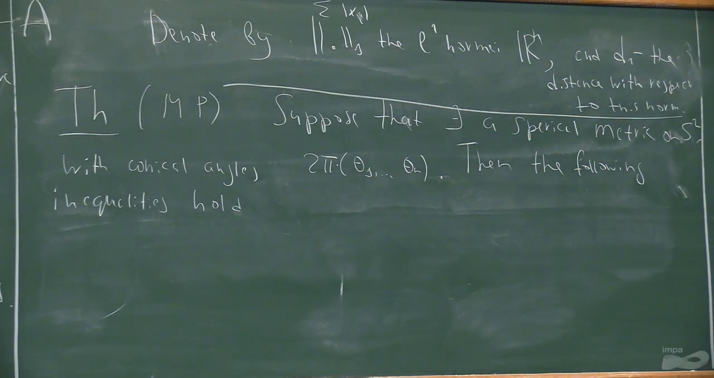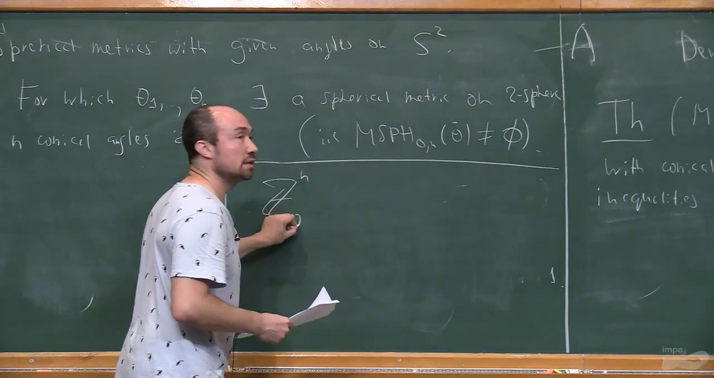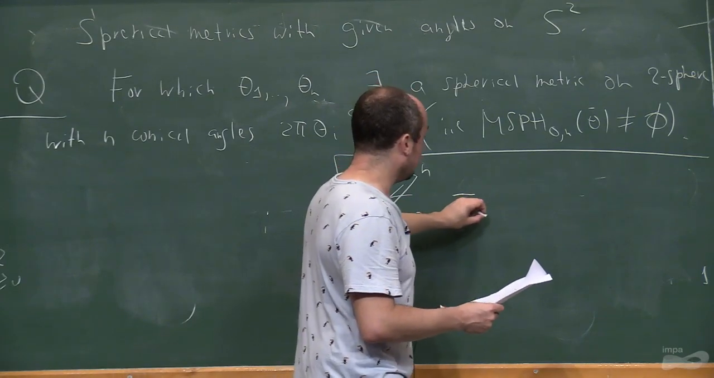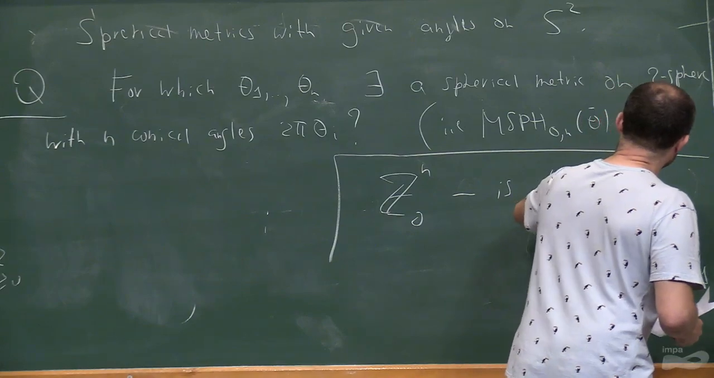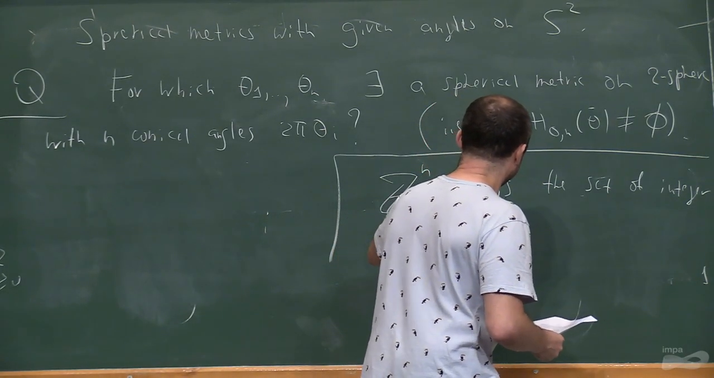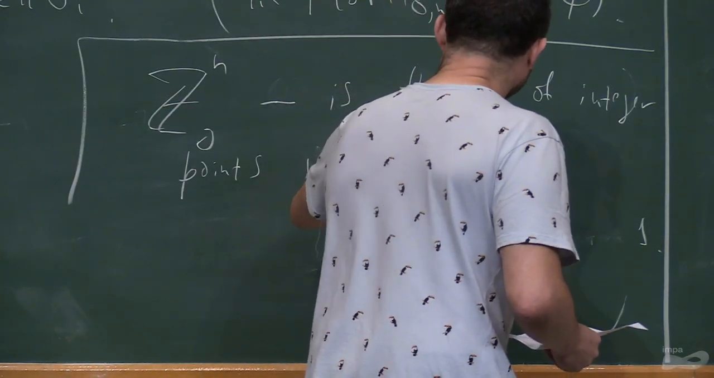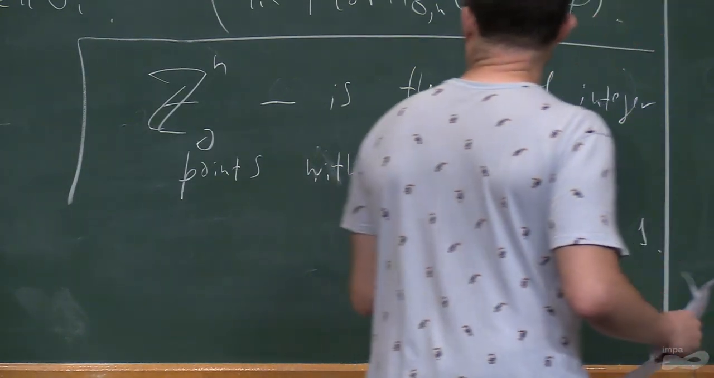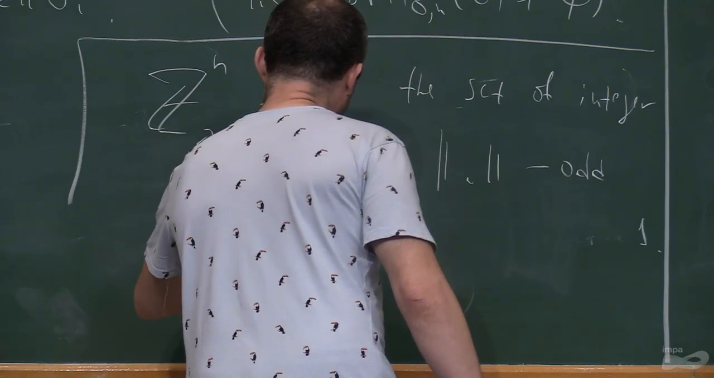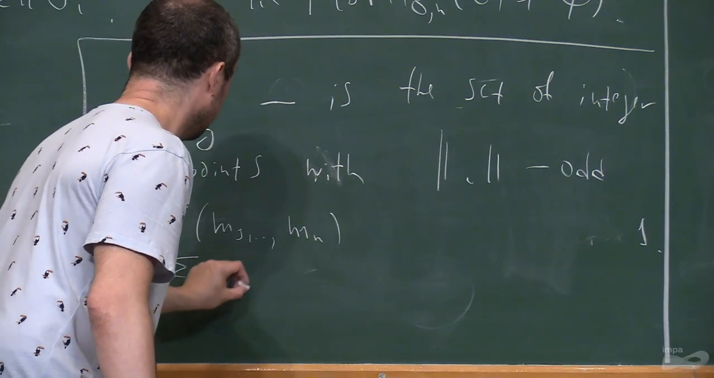So before saying which inequalities, I just introduce one more piece of notation. I will call Zn odd a subset of the set of integer points, namely the set of integer points with odd norm. In other words, these are all points m1, etc., mn such that the sum of the mi is odd.